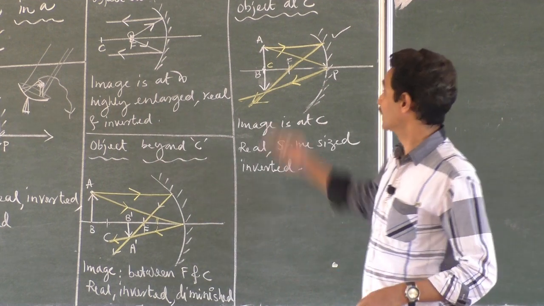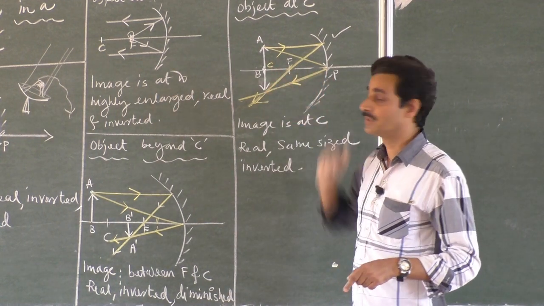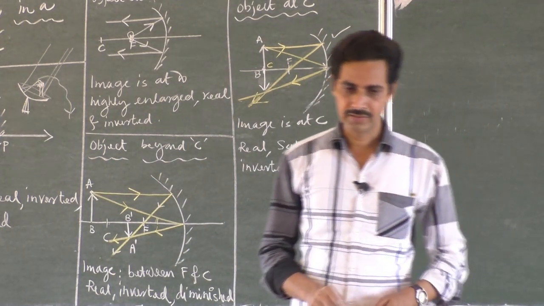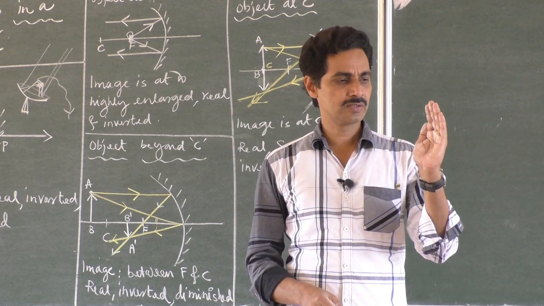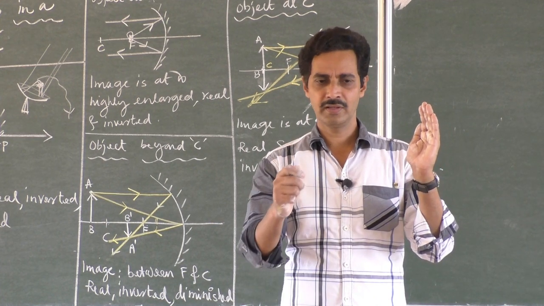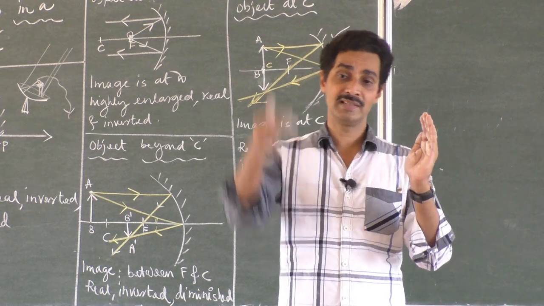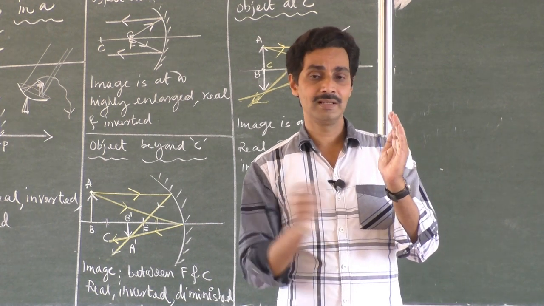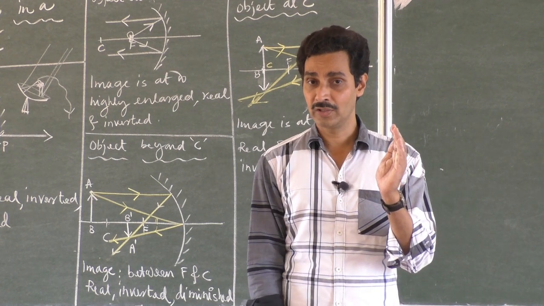If a real image of the same size is produced, then it is by the concave mirror, especially when the object is kept at the center. This you have to remember always. For example, the problem is asked like this theoretically: a boy holds a concave mirror in front of a candle flame, and he finds that the image of the candle flame is formed at the same place, inverted, of the same size. The distance between the flame and the mirror is 20 centimeters. What is the focal length of the concave mirror?